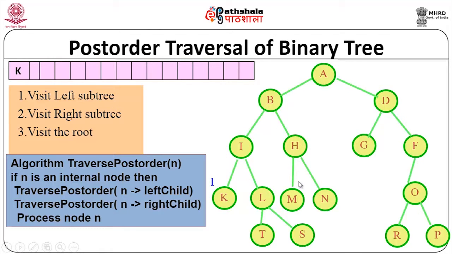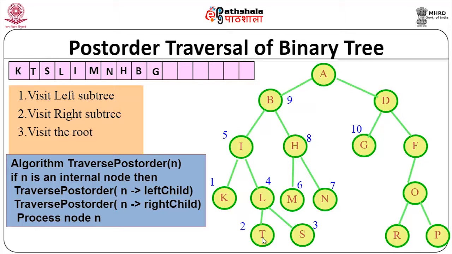So, I process K, then I have to process this L, but for that I have to process T and S, process L. Now, I finish the left and right subtree of I. So, I process I, then I should not process B, I should process the right subtree. So, I finish M, I finish N, I process this, then I process B. So, I finish the left subtree. Now, I have to do the right subtree.